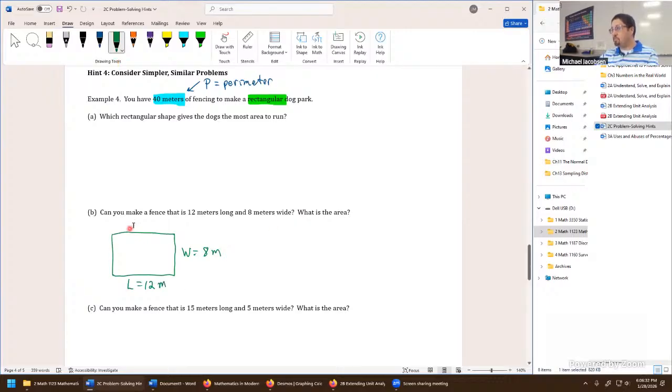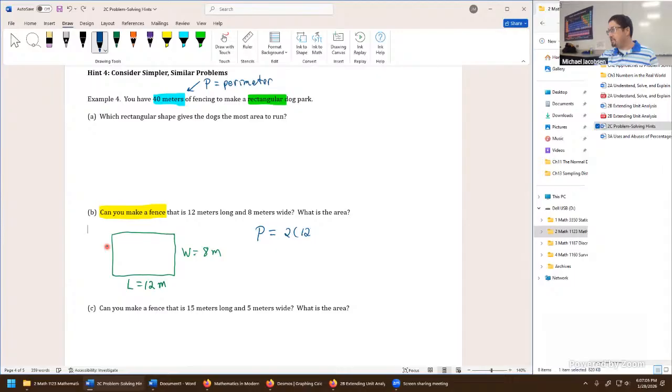And the question is, would this work? Can we make this fence with those dimensions? In other words, would we use up all 40 meters for the amount of fencing we have, the perimeter? Well, this one's not too bad to answer. We can say perimeter would just be the 12 meters this way, 12 meters going this way. So those two lengths, 2 times the 12 meters. And the same idea, take the 8 meters going this way, plus another 8 meters, or just 2 times 8 meters.